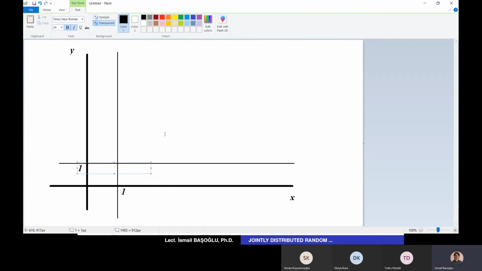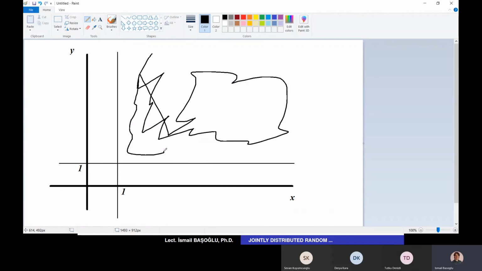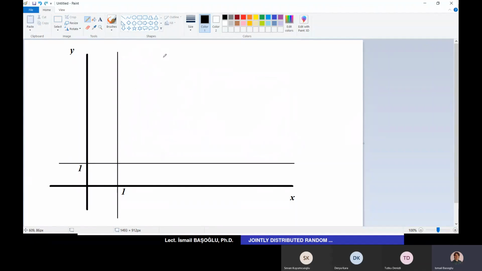I am just going to write it for once and erase that. So my random variables are taking values only in that region, right? y can take values which are greater than 1, and x can take values which are greater than 1. So I'm just going to erase these parts. So this is my region.